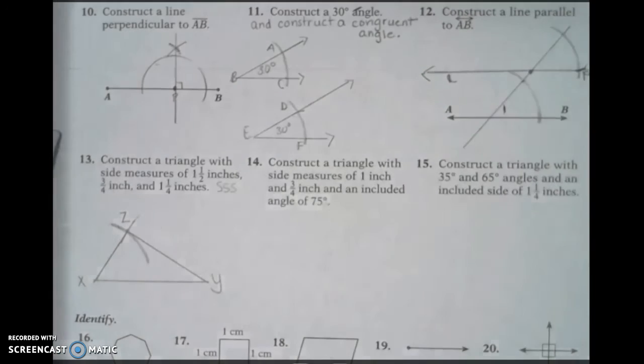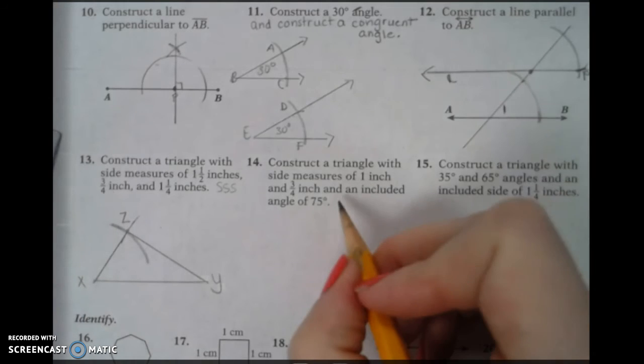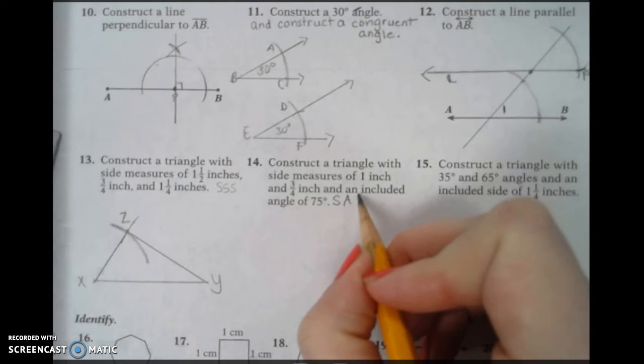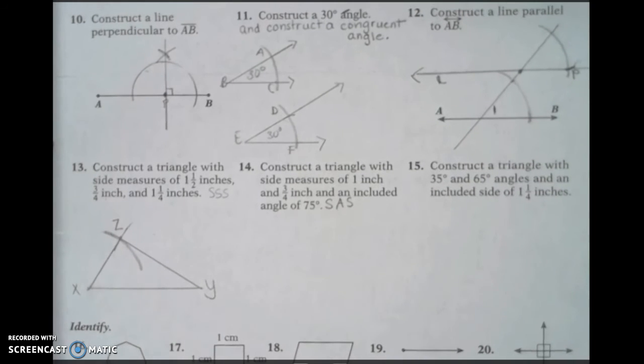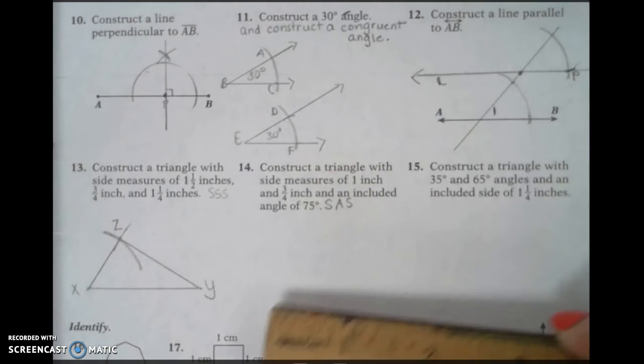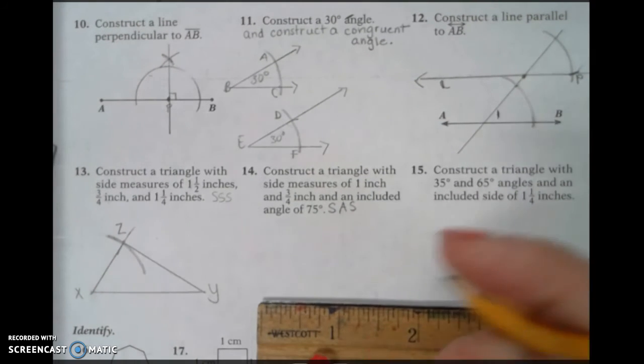On to number 14. Construct a triangle with side measures of 1 inch and 3/4 inch and an included angle of 75 degrees. Included angle means the angle is in between the two sides. So this is side angle side. Start with a baseline. I'm going to choose 1 inch to be my baseline.